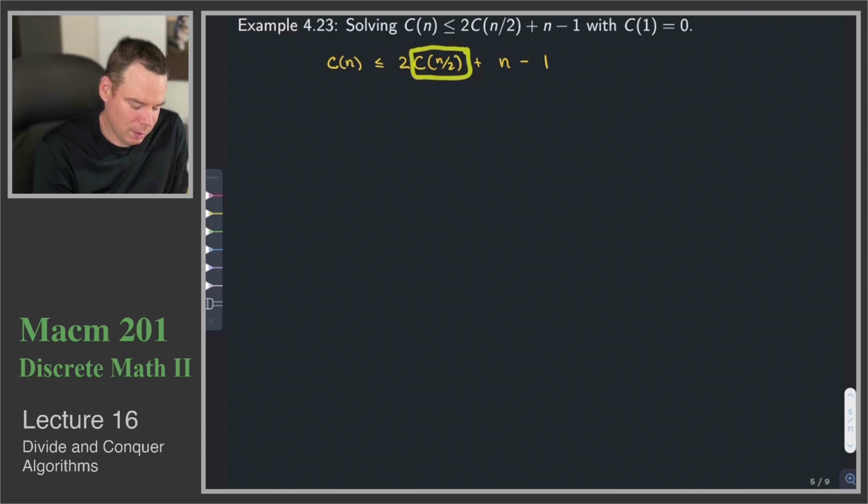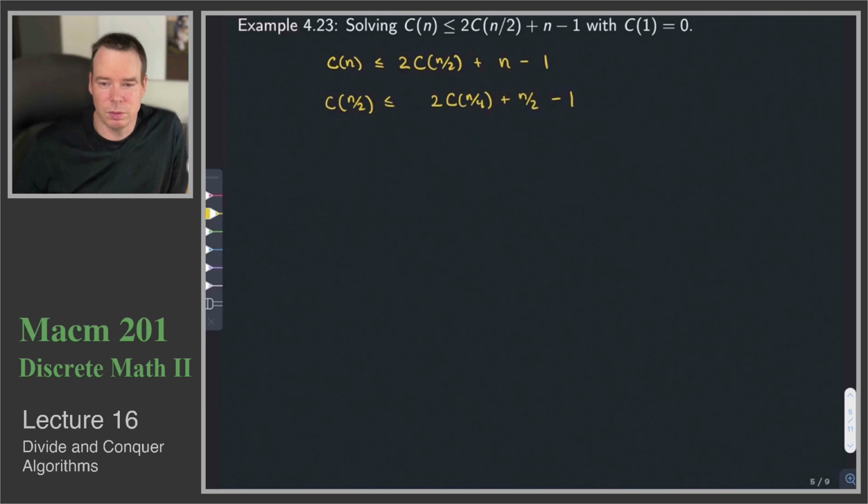I know that C(n) can be expressed in terms of C(n/2). So that's my next equation I'll write down: C(n/2). What is that? That is twice C(n/4) plus n/2 minus 1. So there's the recurrence relation with n replaced by n/2.